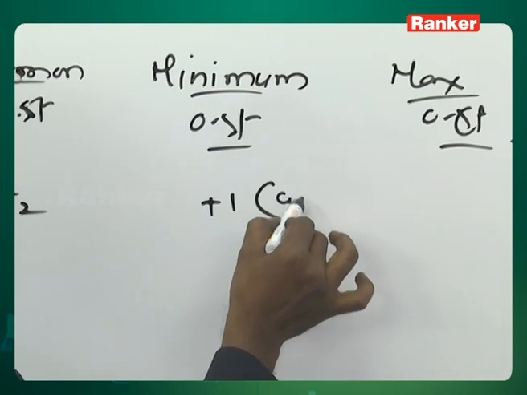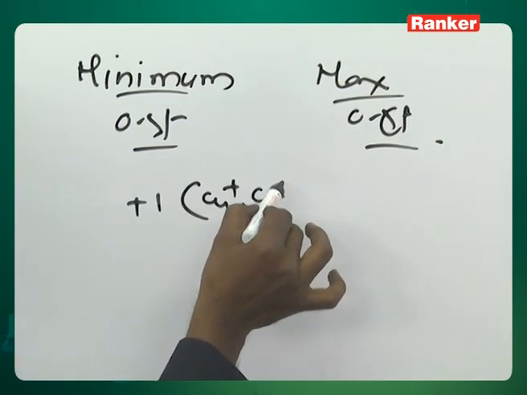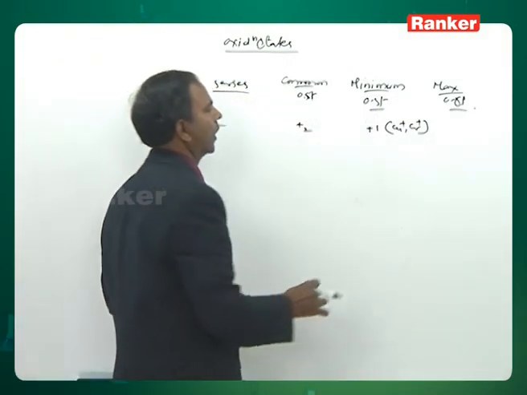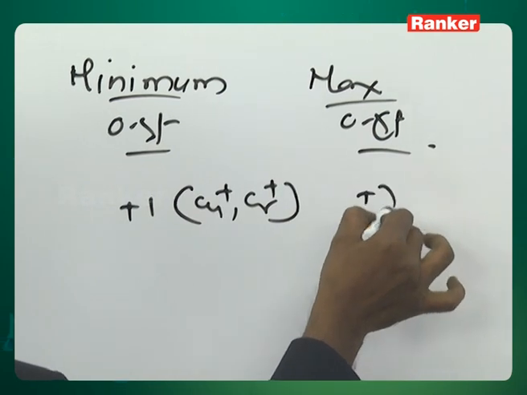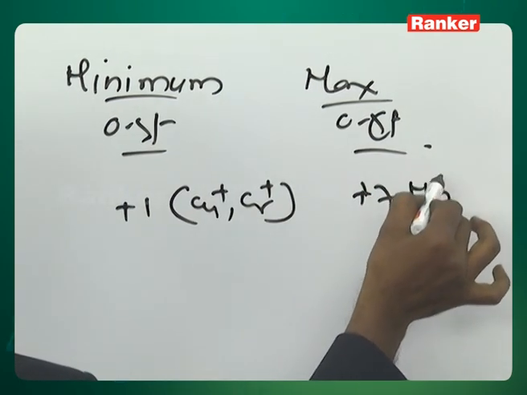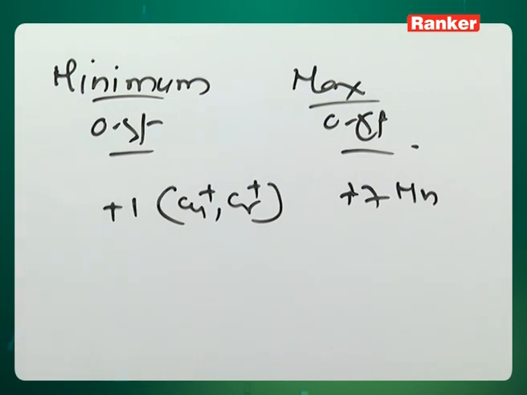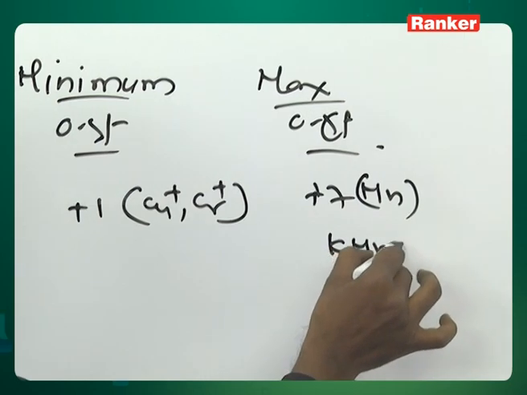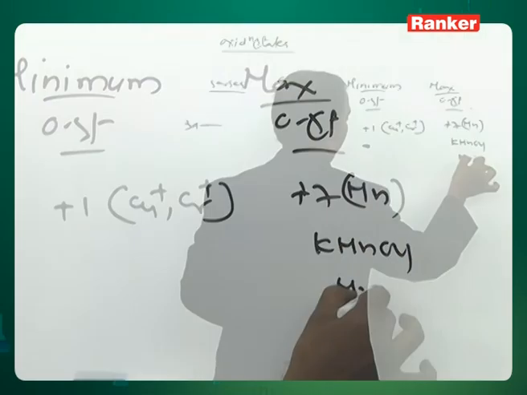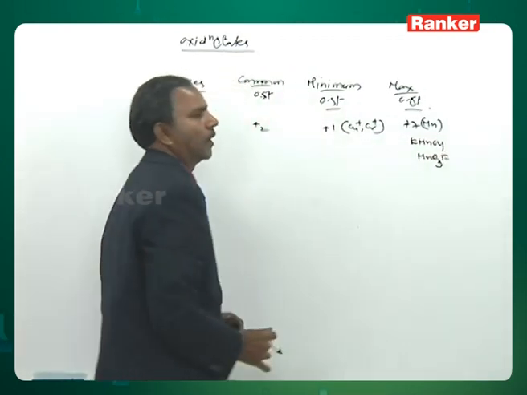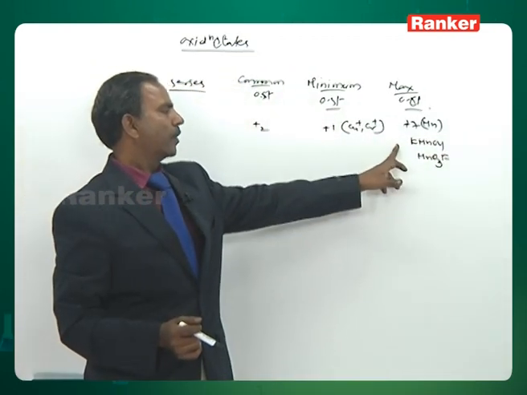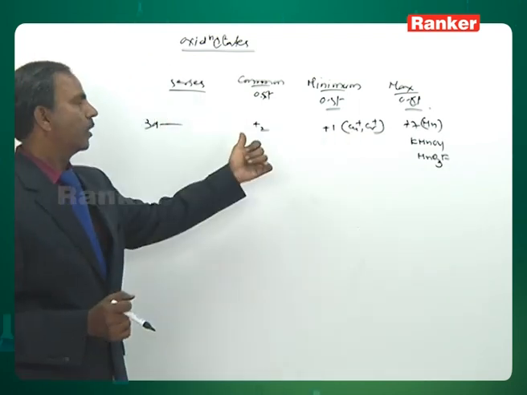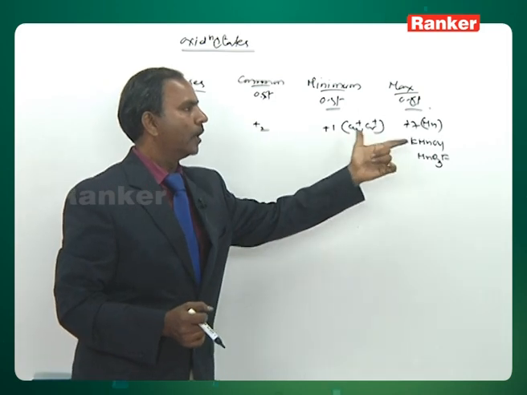You can take copper +1 and chromium also, now and then exhibiting +1 oxidation state. This is +1 copper and chromium. Maximum oxidation state in this 3D series is exhibited by manganese, maximum +7. In what compound? You can consider KMnO4 or MnO3F. In KMnO4 and MnO3F, manganese exhibits the maximum oxidation state. So, common, minimum and maximum oxidation states.